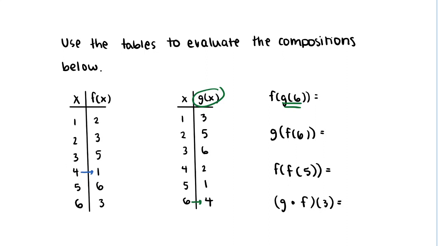So really, maybe I can rewrite this in a few different steps. This is the same as f of 4, right? g of 6 is equal to 4, so this is the same as f of 4. And then f of 4, well, this is equal to 1.